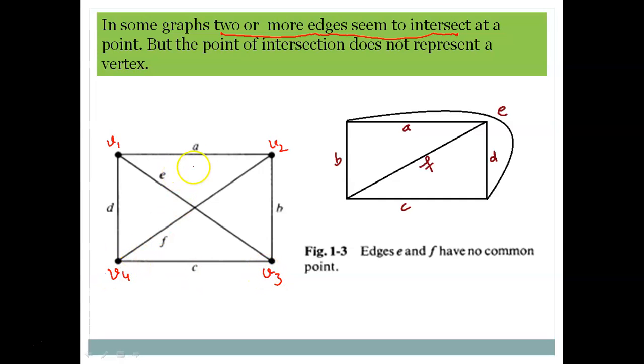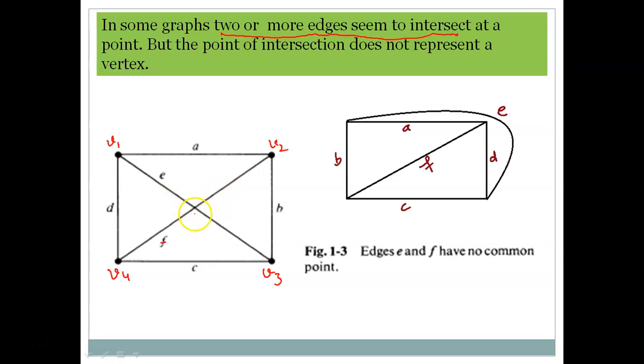is V4. And these are the edges represented: between V1 and V2 we have an edge A, between V2 and V3 we have B, V3 to V4 we have C, and V4 to V1 again we have the edge D. Now the point to be noted here is regarding these two edges. This edge joining V1 and V3 is represented by E, and the edge joining the vertices V2 and V4 is represented by F. Now look at the situation here.